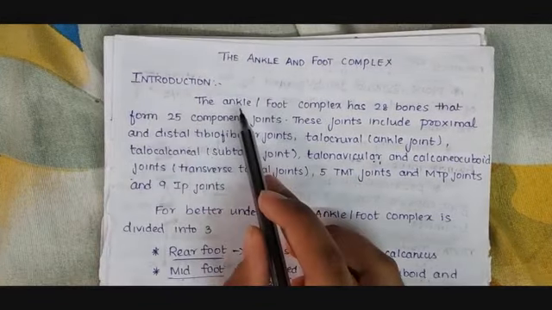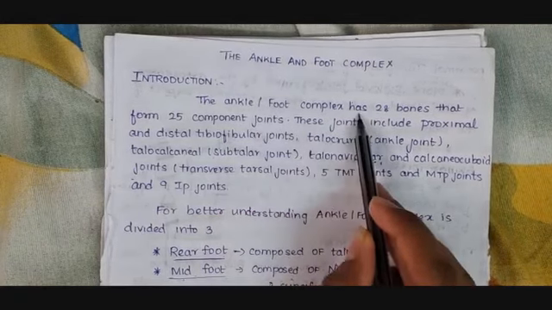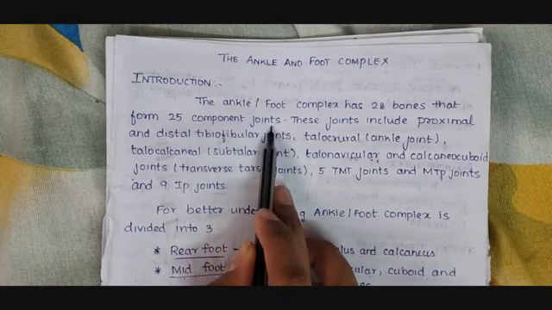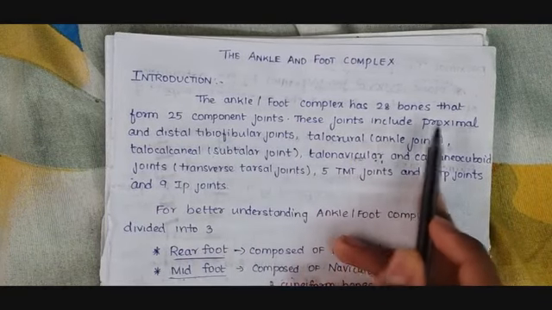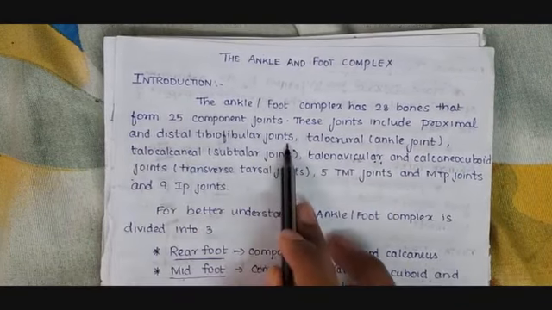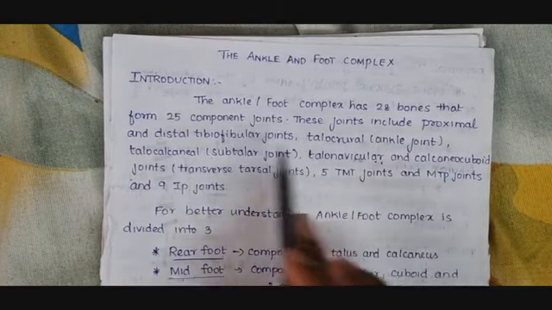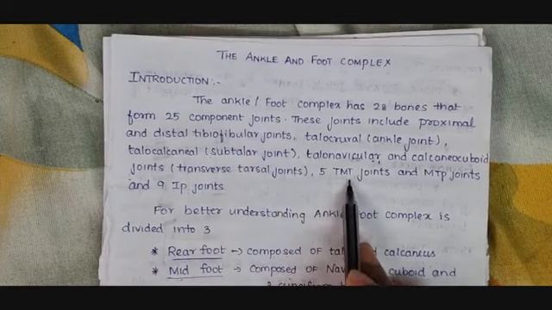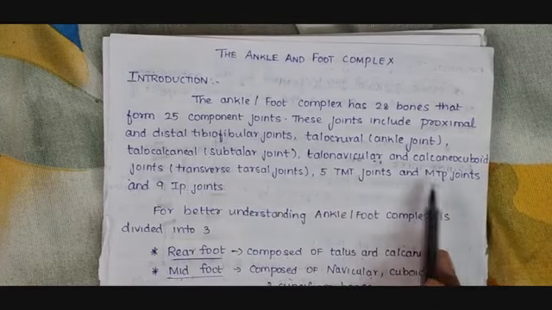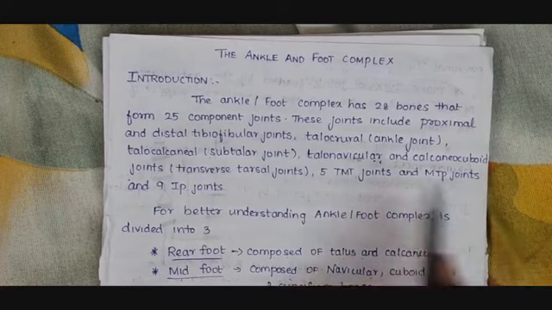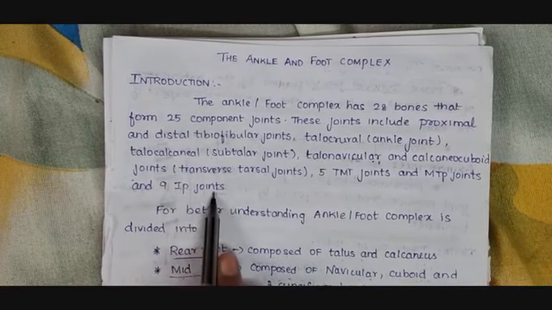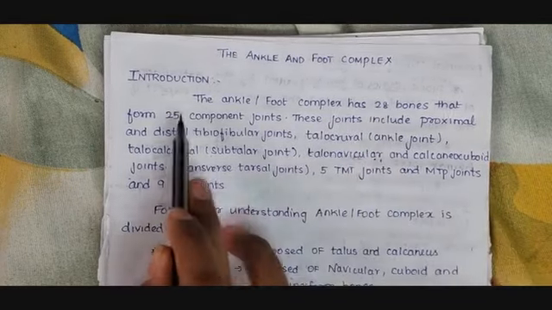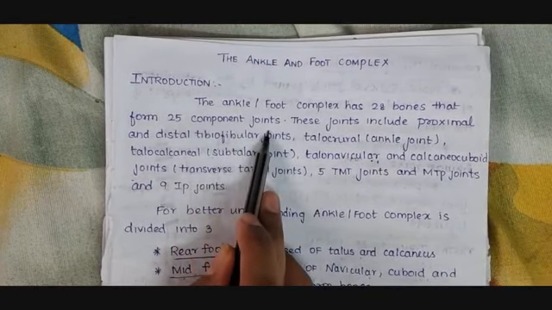Introduction. The ankle or foot complex is composed of 28 bones which form 25 joints. Those joints are the proximal and distal tibiofibular joint, ankle joint, subtalar joint, transverse tarsal joint, 5 tarsometatarsal joints, 5 metatarsophalangeal joints and 9 interphalangeal joints. So, the ankle or foot complex is composed of 28 bones which form 25 component joints.